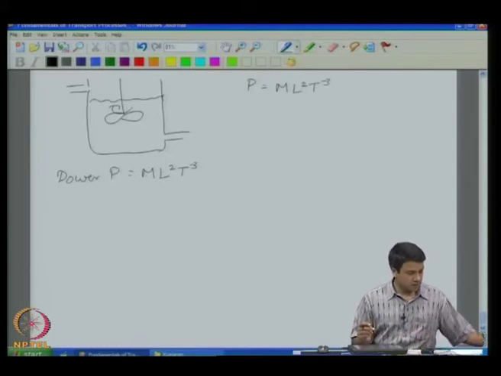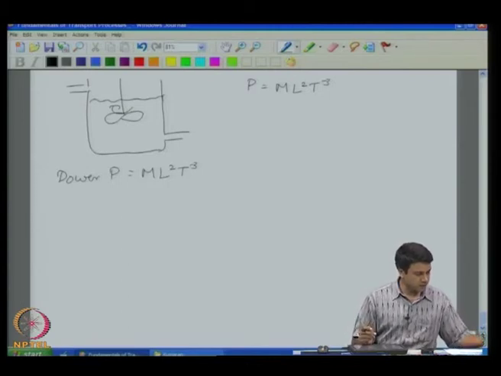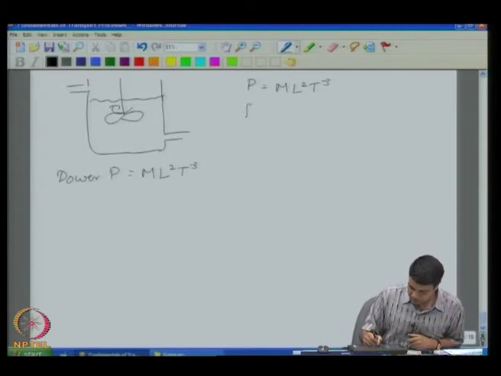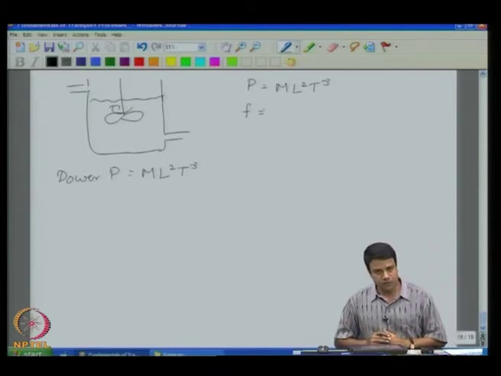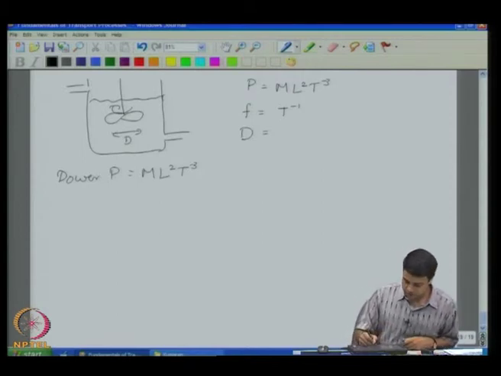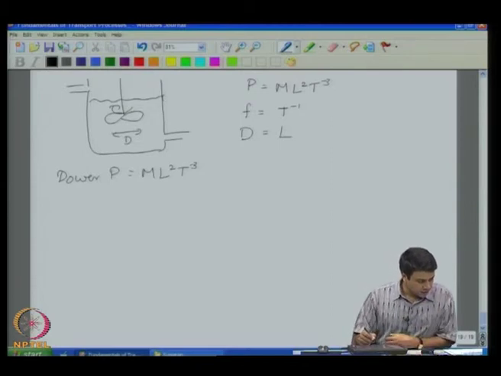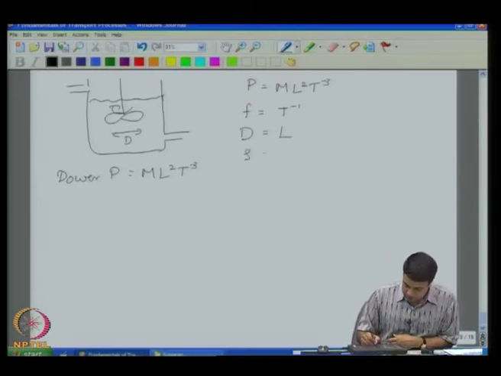So, what does this depend upon? Of course, it depends upon the frequency with which the impeller is rotating, the frequency f. Frequency is the number of rotations per unit time, so it has dimensions of t inverse. It will depend upon the diameter of the impeller d. The larger the impeller, the more power is required. So, d has dimensions of length. And then it depends upon density and viscosity.